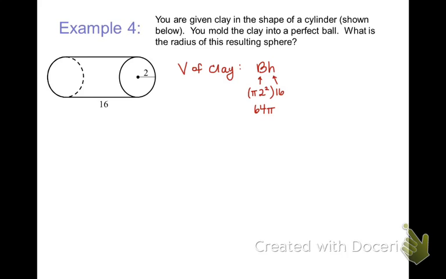Will you plug it into the volume formula? Yep. So I know that the volume of a sphere is 4/3 pi r cubed, right? And we just decided not too long ago that the volume of the sphere should equal the volume of the cylinder. So that's going to equal 64 pi. Are there any questions about why I can set these two things equal? Why I was able to find the volume of the cylinder and then set it equal to the volume of the sphere?